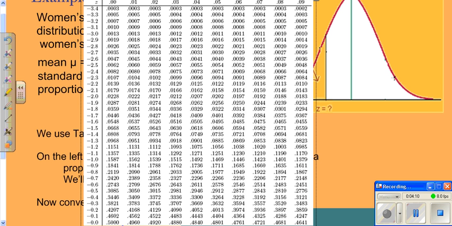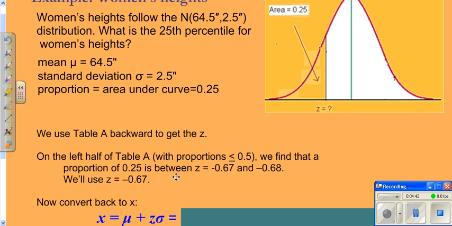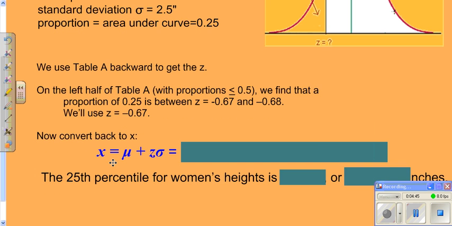When you're looking for a 0.25, it doesn't show up. However, you'll realize a 0.25 is in between these two right here. Now, here you're 17 below, here you're 14 above. So this one here is slightly closer. So it's a negative 0.6, and then it's in the 07 category. So it's a negative 0.67 for your z-score.